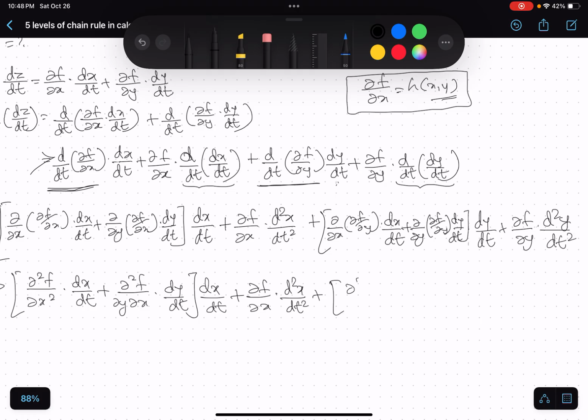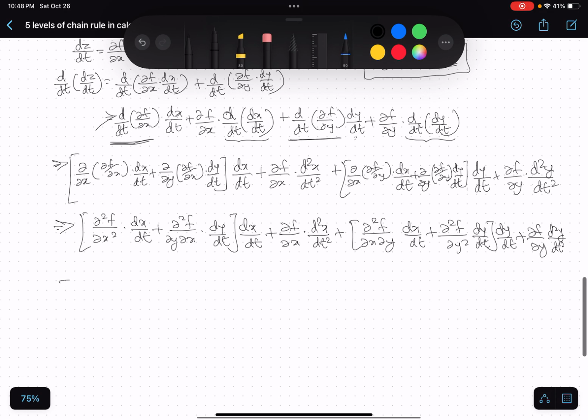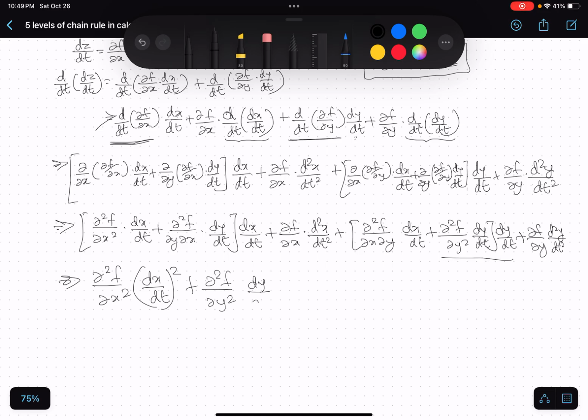Now this is partial square f by partial x partial y times dx by dt, plus partial square f by partial y square dy by dt, plus partial f by partial y d square y by dt square. So finally we have partial square f by partial x square times dx by dt whole square. Now I would like to write this together with this one over here, partial square f by partial y square, where we will have dy by dt whole square, right?